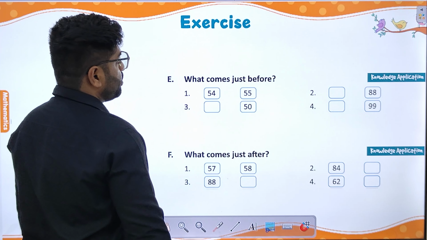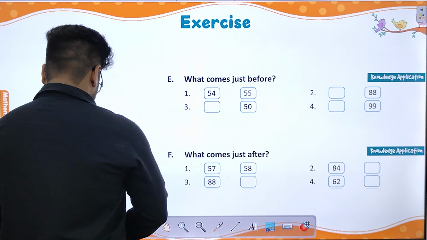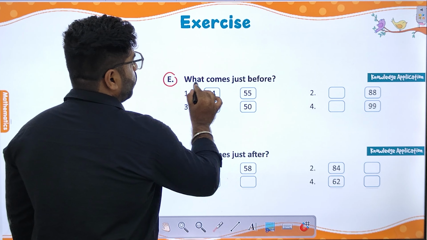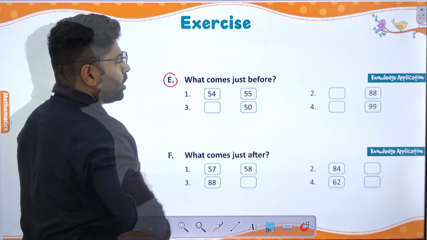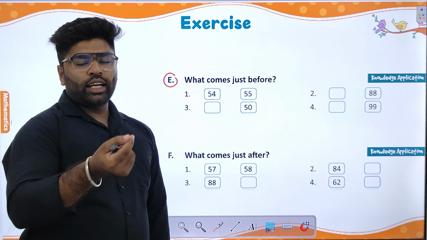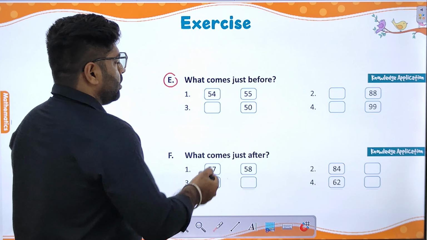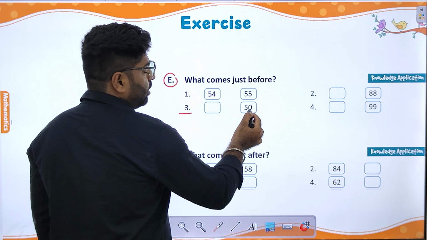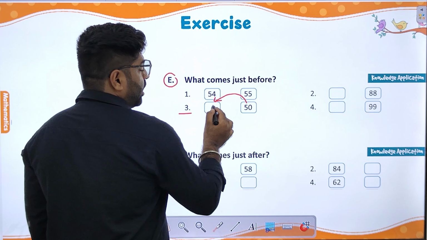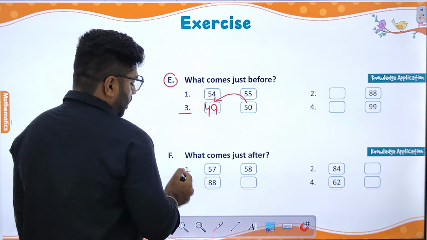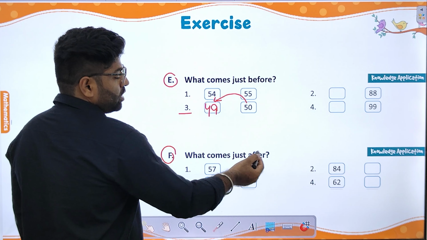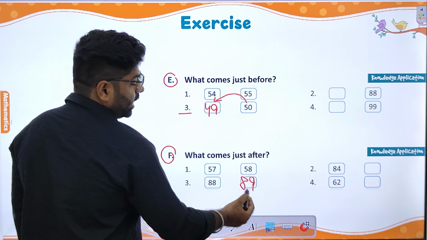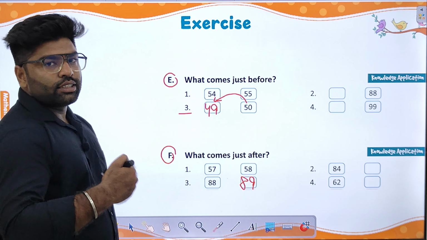Okay, now come to our next part. It is question number E. So here we are having a question that says what comes just before. Just before means you have to write the previous number. And if we choose question number 3, before 50, we are having 49. Now come to question number F. What comes just after? After 88, we are having here 89. That is just the next number.